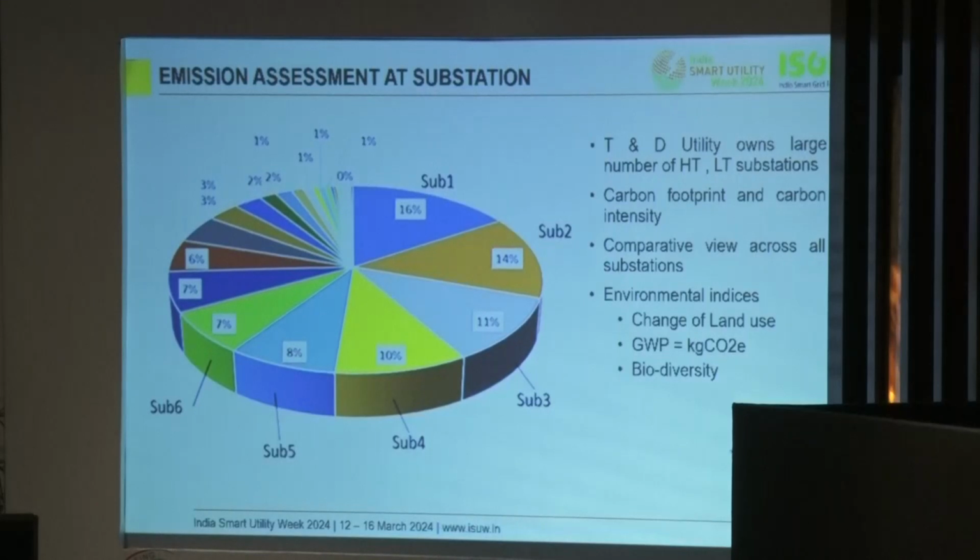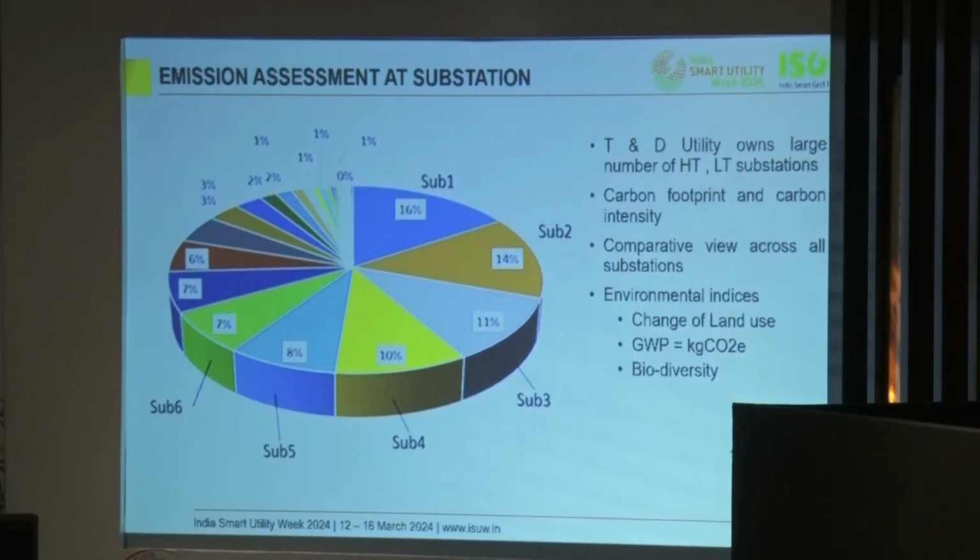Now, any substation becoming high carbon intense definitely has a relationship with the voltage level of that particular substation, the assets in that substation, the aging of the assets, and the kind of overloading of the assets that happens. So the operation of the equipment in the substation also plays a very critical role in computing and deciding the emission of that particular substation.